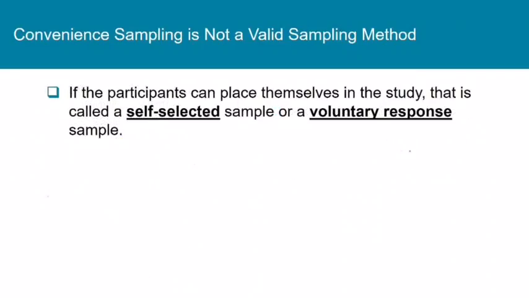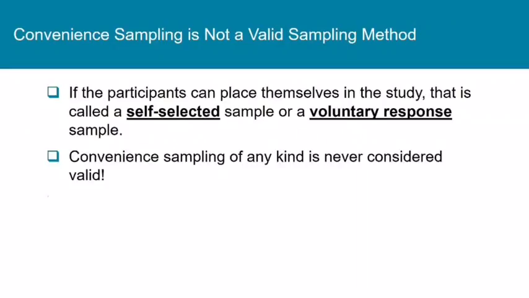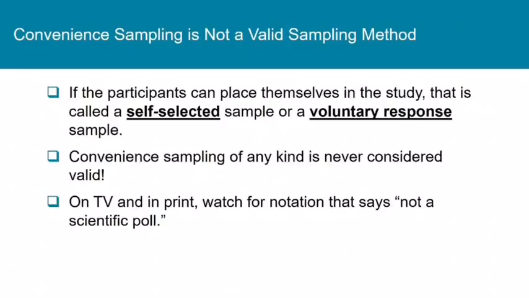If the participants can place themselves in the study, like we just saw, that's called a self-selected sample or a voluntary response sample. And it's just another kind of convenience sampling. And convenience sampling of any kind is never considered valid.